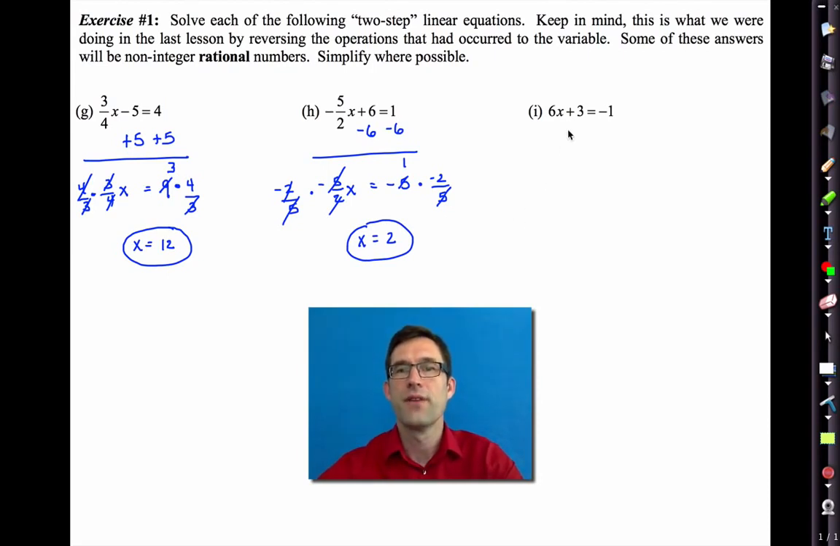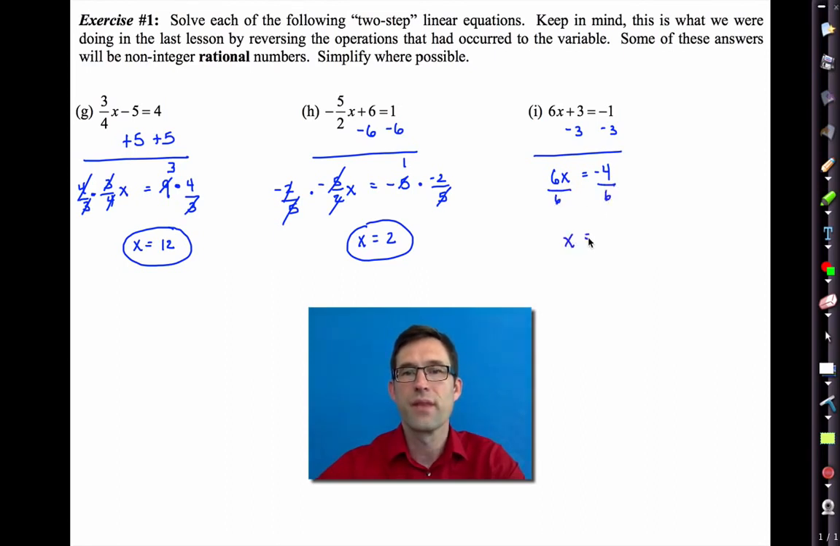All right, finally, simple enough, right? Subtract 3 from both sides. 6x, negative 1 minus 3, negative 4, be careful. Divide both sides by 6. Reduce this fraction by dividing numerator and denominator by 2. Almost looks like a division sign. And we'll get negative 2/3.